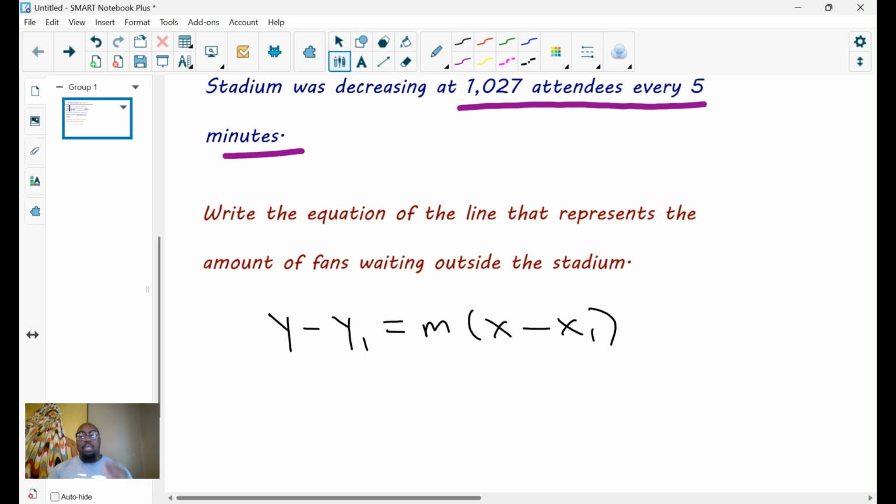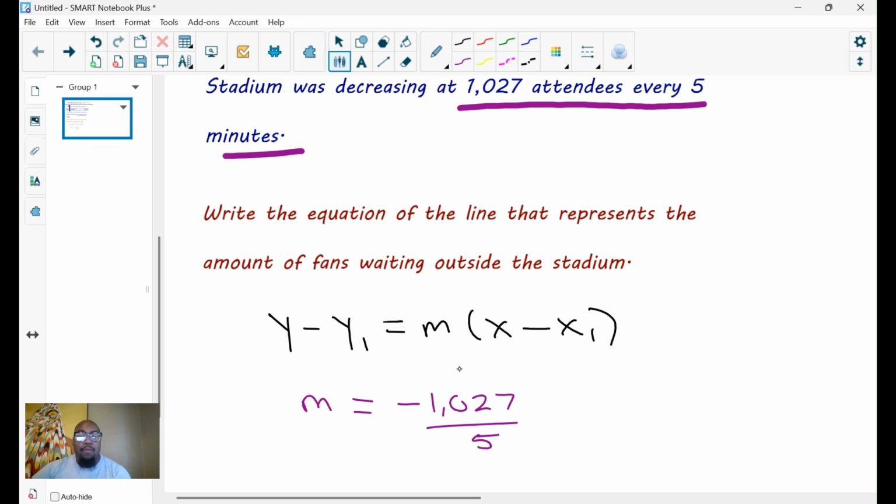And again, with this type of equation right here, we're using this because we are given a rate, right, which is the slope, and then we're also given a point in the situation that was not the starting point, okay? So what is the rate here? Well, the rate is what we have right here in purple, okay? So the m is going to be 1,000, not just any 1,000, it's going to be a negative 1,027 over 5 because the amount of people is decreasing. Okay, this is a decrease of people every 5 minutes.